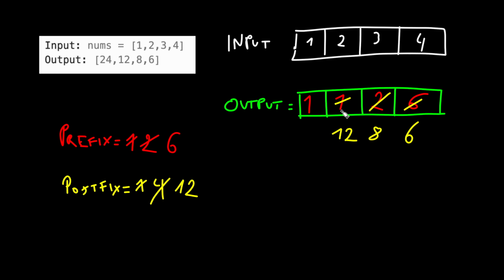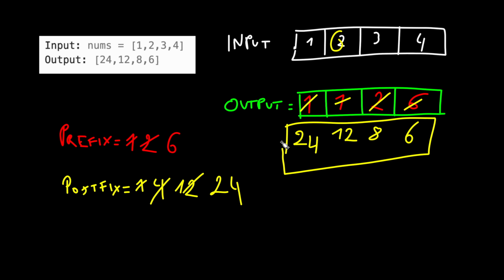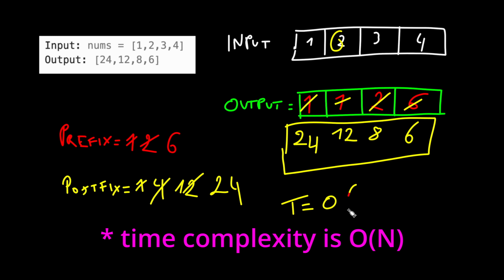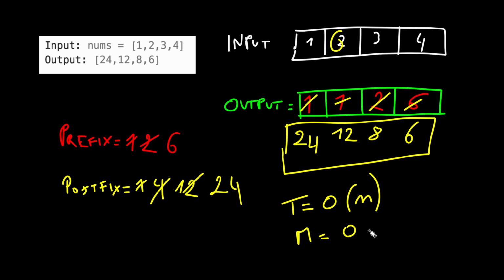Now we're going to take the number that we have just updated the position of, which is 2, multiplied by the postfix, so we're going to have 24, and we're going to do 24 times 1, and we actually now got our output array without using any extra memory, and this is the result we wanted. So the time complexity of this solution is still O of n, and the memory complexity, it's constant memory, so a big O of 1.